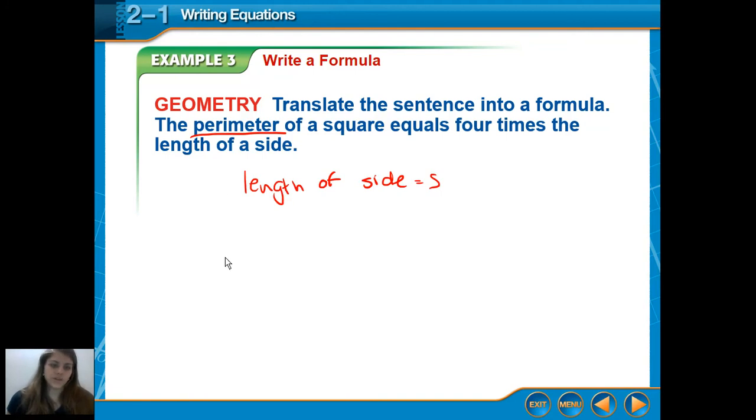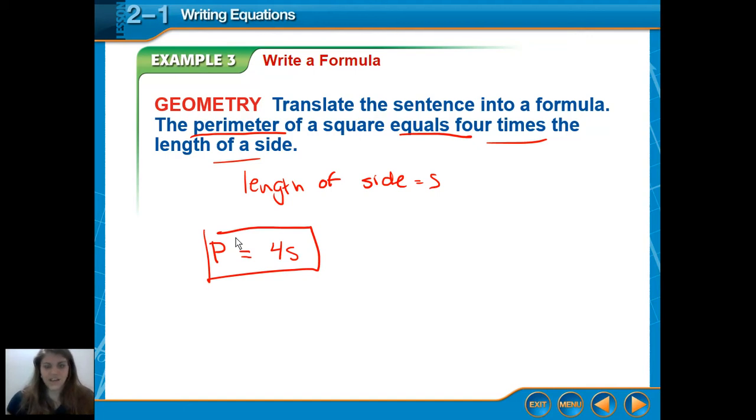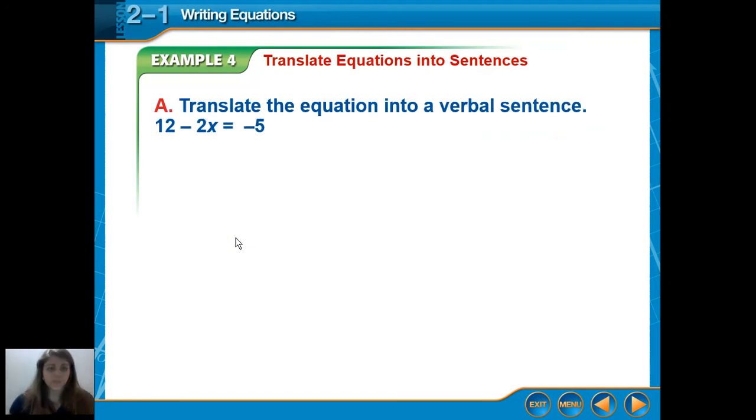So the perimeter, P, of the square equals 4 times the length of the side. So 4 times s. And now we have our equation P equals 4s. Good? Alrighty.